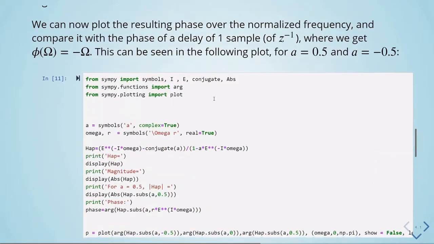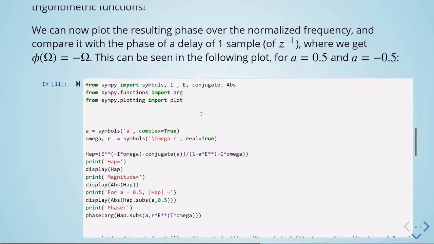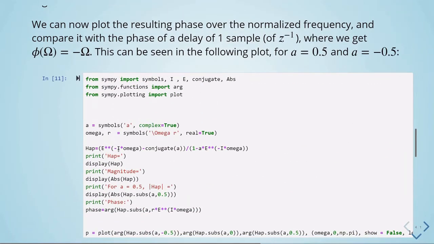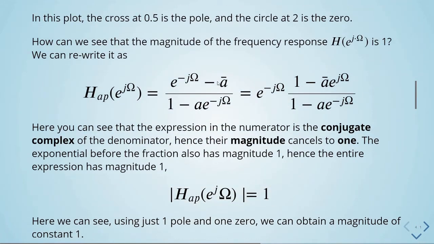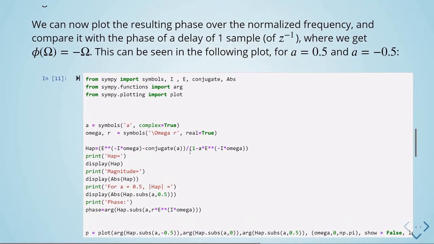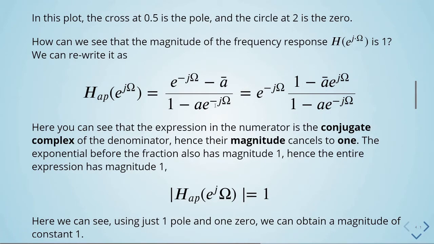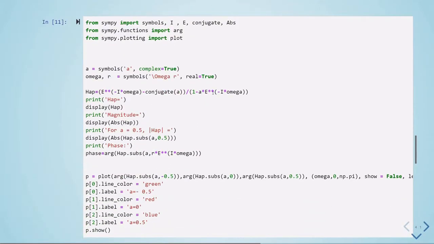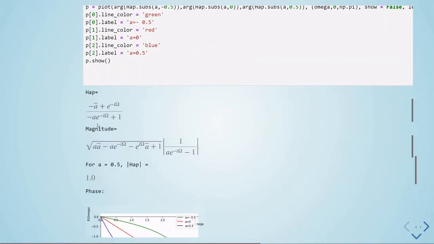So this is here after some SymPy manipulation. I am just doing exactly e to the power of minus j omega minus a conjugate, divided by 1 minus a times e to the power of minus j omega. So this is exactly this, but SymPy has its way of already changing things.